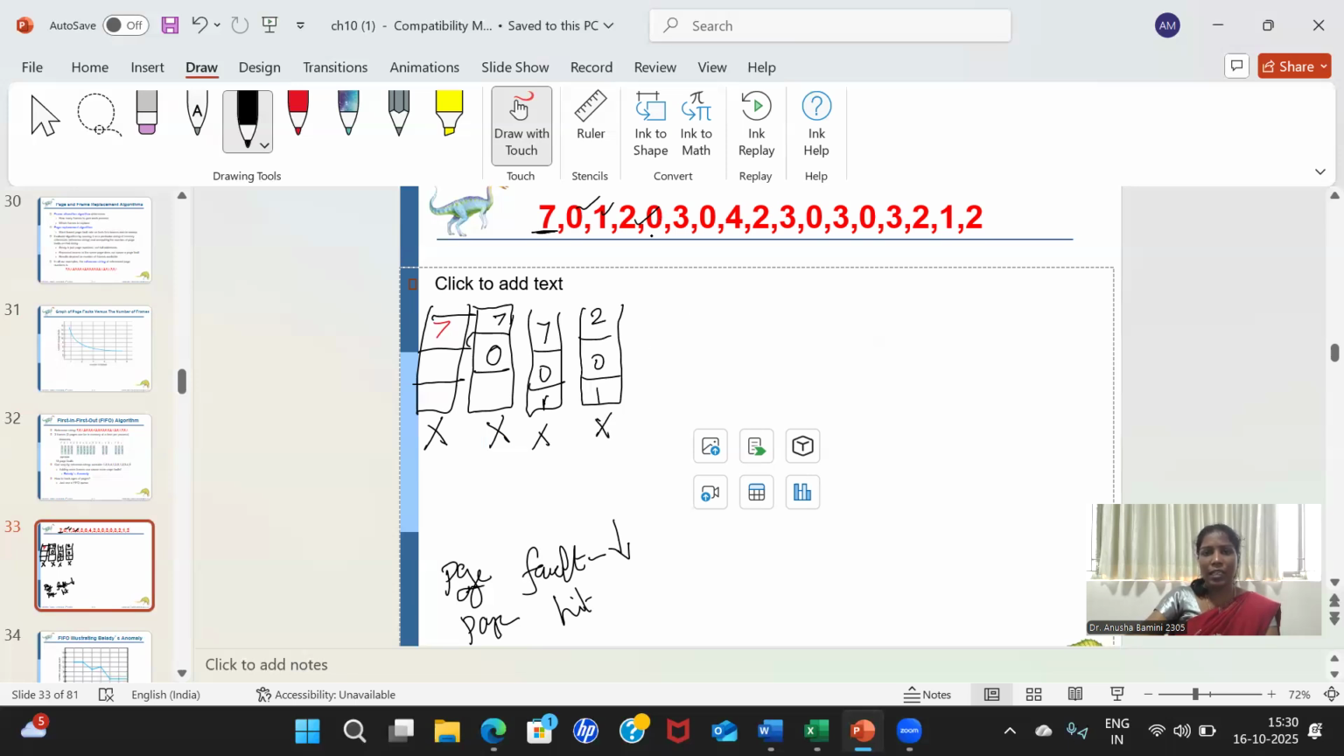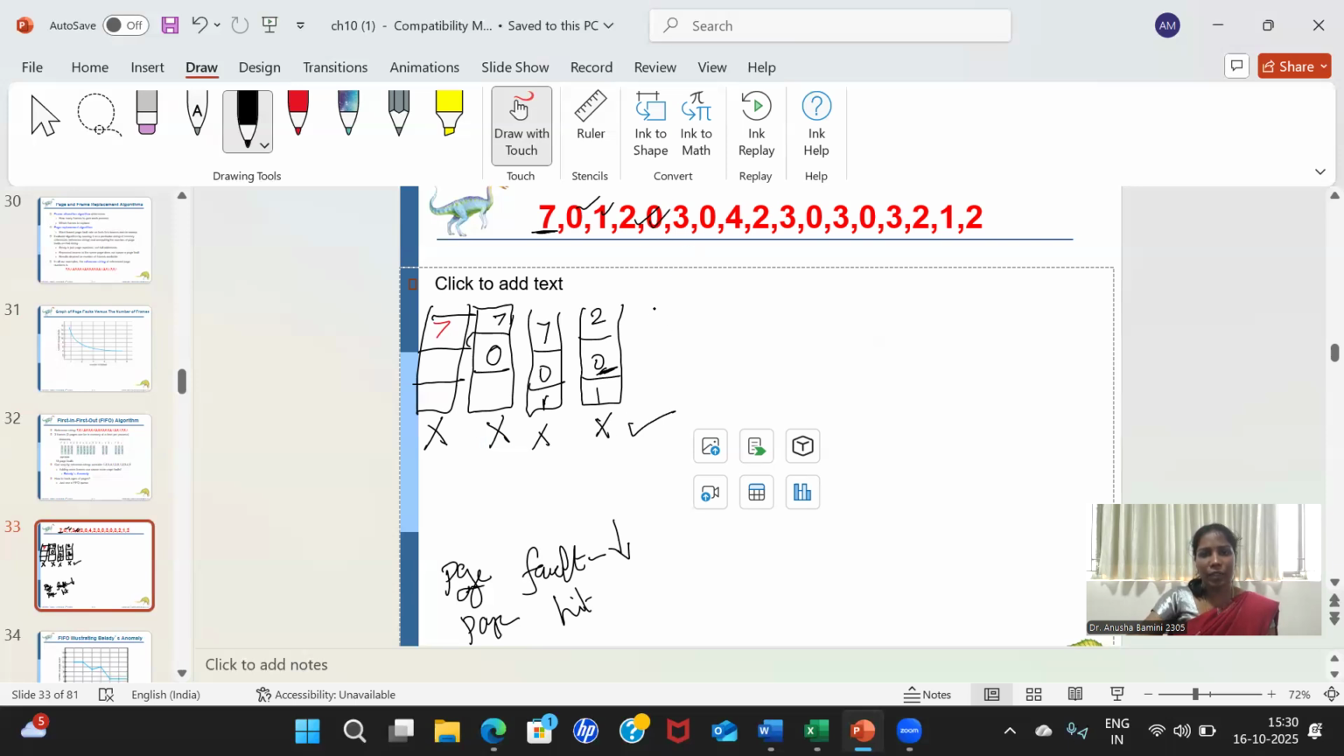Okay, next is 0. You check the frames. Already it's filled with 2, 0, 1. But 0 is already there in the main memory. So the CPU automatically takes the process 0 from here. No need to bring it from the hard disk. So 0 is already there. That is called a page hit. Okay, so 0 is over.